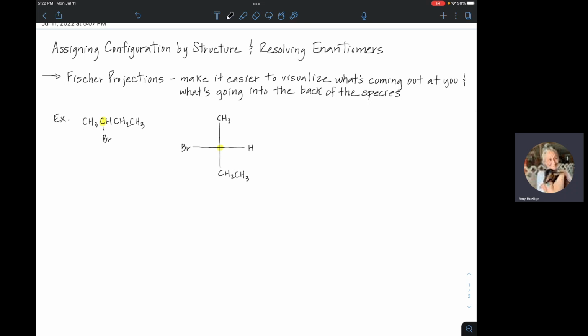We'll just do that. And initially, when you draw it like this, this is a Fischer projection. The meaning of this is such that the lines that are vertical are indicating that the groups are pointing back away from you. The horizontal lines are indicating that the groups are coming forward, almost like they're giving you a hug, right?